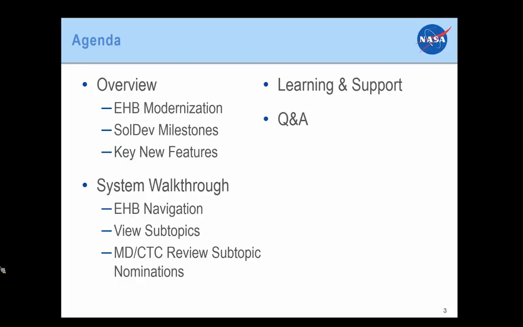I will do a quick touch base on the solicitation development milestones, some key new features in the electronic handbooks, and then we'll walk through the key steps for the reviewing subtopic nominations activities that the MD and CTC will need to do to prepare for their boards and then putting in their reviews in the electronic handbooks. We'll also go through some learning and support options in the Modernized EHB. And at the end of the training today, we will have a question and answer session.